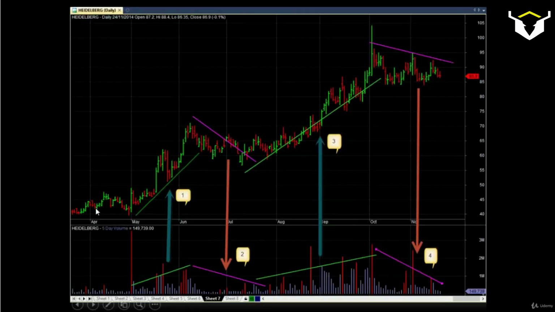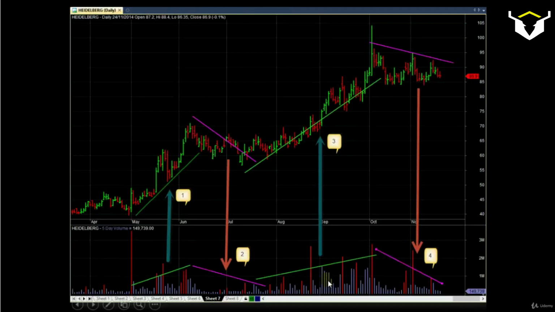This is a price chart of Heidelberg, and below this is the section for volume. You can see there are red colored lines in between. These red colored lines indicate highest volume for the previous 5 days. So this is the highest volume in its previous 5 days of volume, this one was the highest volume as compared to its previous 5 days of volume, and so on.